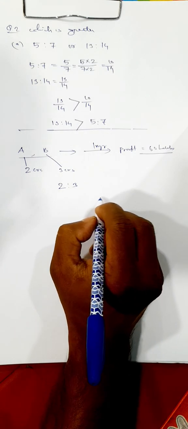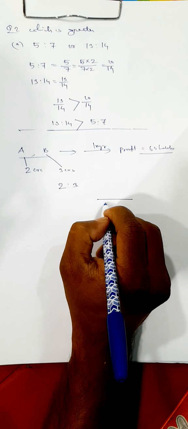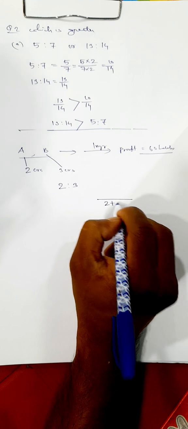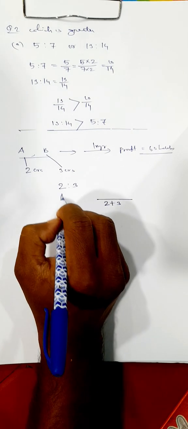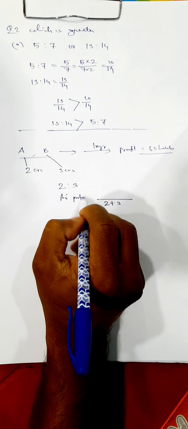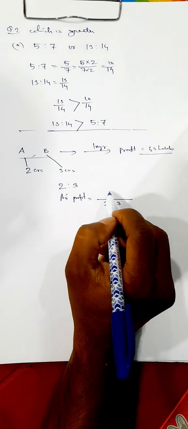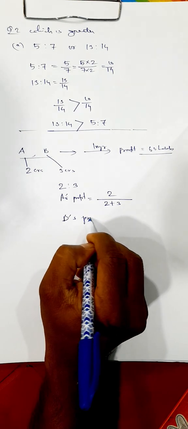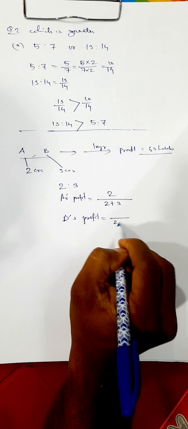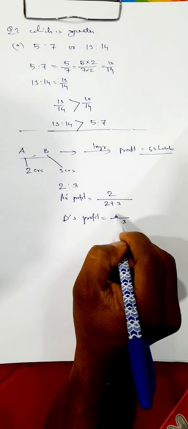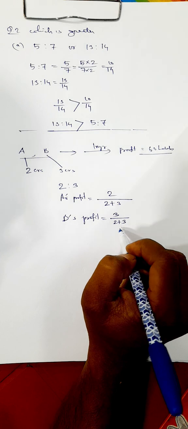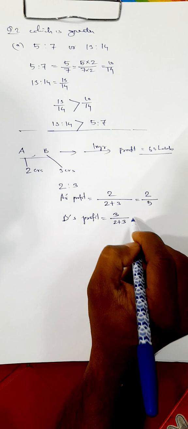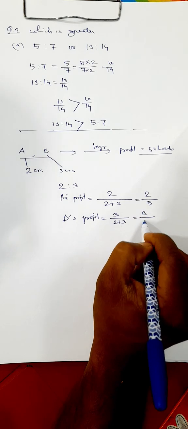You see, out of the total capital, A is providing 2 portions and B is providing 3 portions. So A's profit equals, out of 5 portions, A should get 2 portions, and B's profit, out of 5 portions of capital, B invested 3 portions, so B should get 3 divided by 2 plus 3. So A will get 2 out of 5 and B will get 3 out of 5.